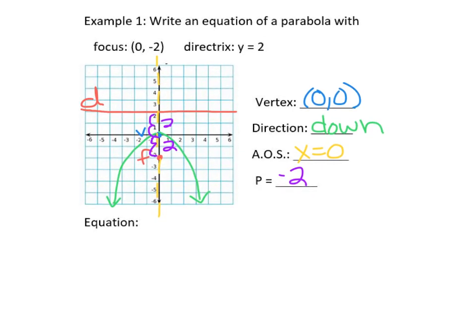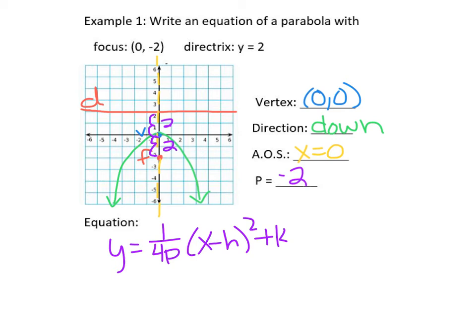All right, I'm ready to write my equation. In order to write my equation, I need to know what form I need to use. Should I use the y equals or the x equals? Well, if your parabola opens up or down, you should be using the y equals version. So it's y equals 1 over 4p, parentheses, and then here's where it looks just like the vertex form, x minus h squared plus k.